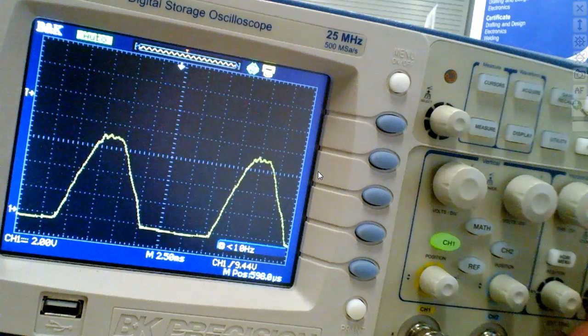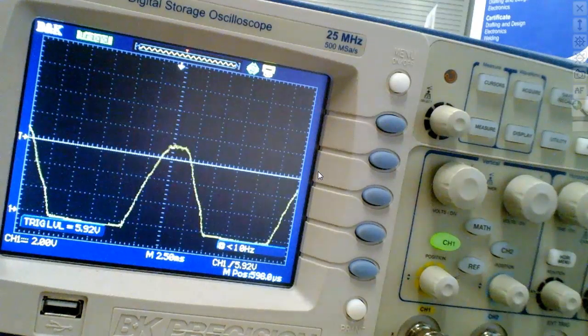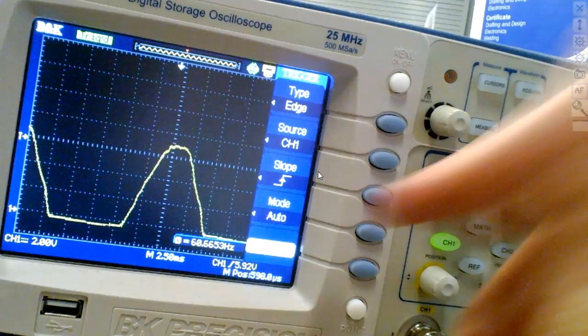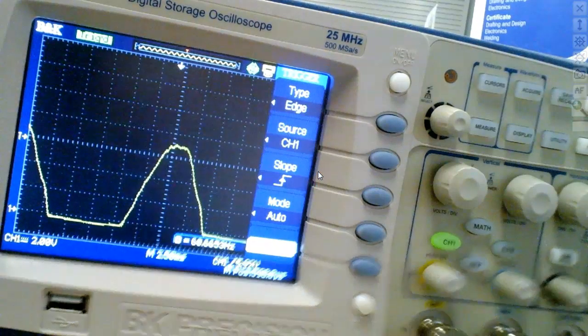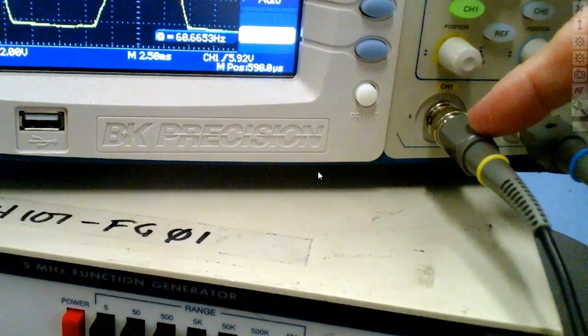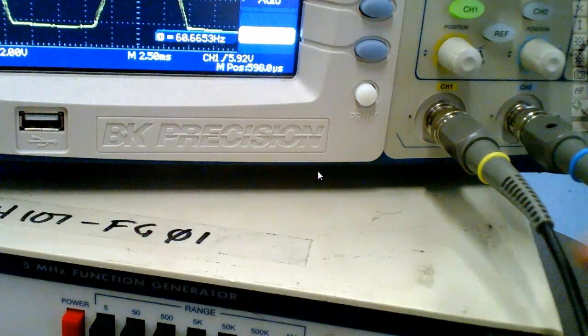So what we need to do right off the bat is select a channel that you're going to trigger on. I'm going to bring up my trigger menu. This is dual channel, so we've got channel 1 and channel 2. You can only trigger on one. Normally we only trigger off one channel, so right up here we select which channel we're going to trigger off of.